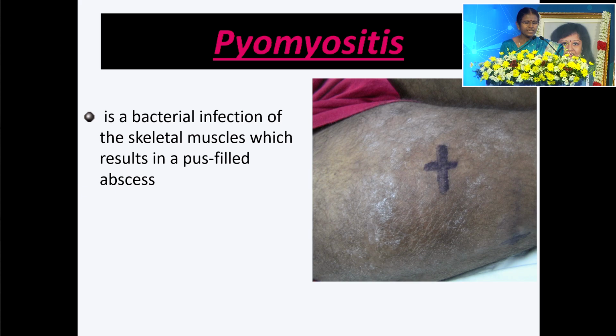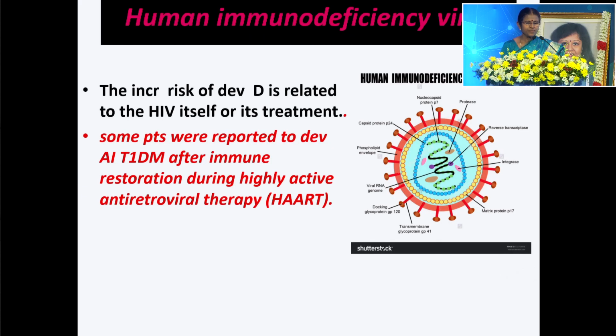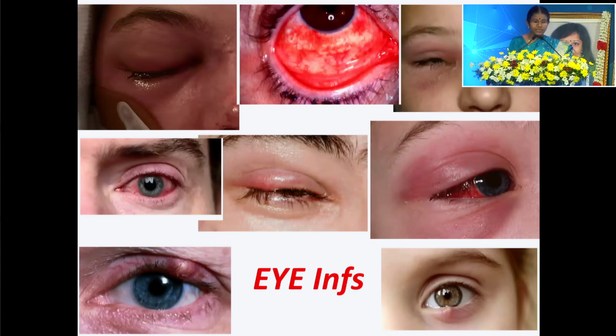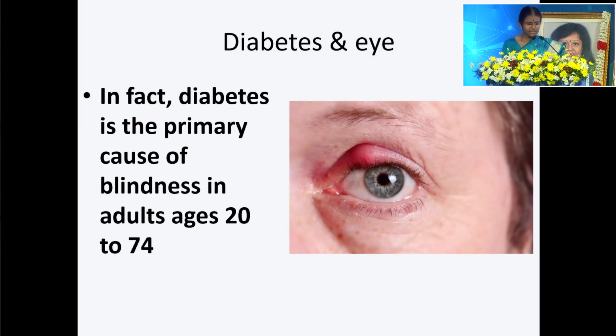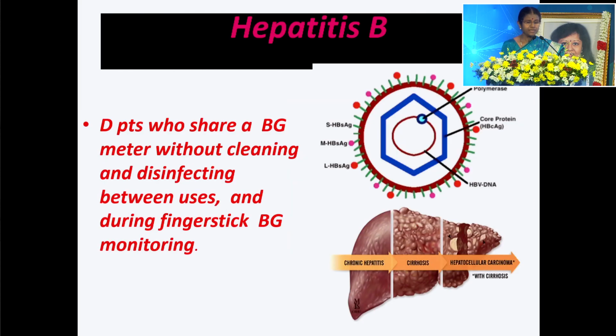Pyomyositis is a bacterial infection of the skeletal muscle which results in pus-filled abscesses. And of course, HIV: the increased risk of developing diabetes is related to the HIV treatment, that is HAART. Some patients were reported to develop even type 1 after immune restoration during highly active antiretroviral therapy. And all these eye infections you do come across. In fact, diabetes is the primary cause of blindness in adults between the ages of 20 and 74.